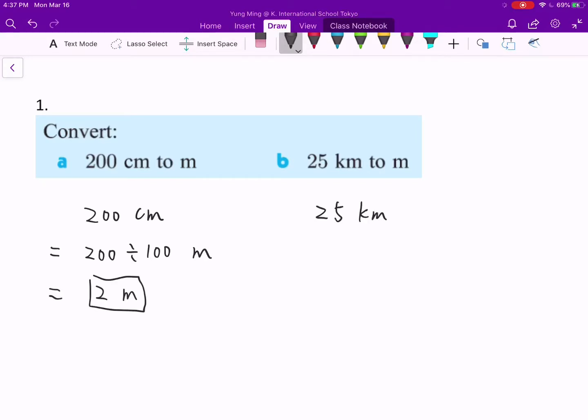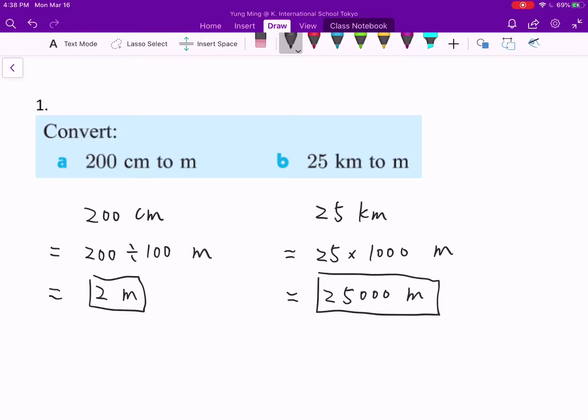On the other hand, if you want to convert 25 kilometers to meters, you will know that you will multiply, right? Because 1 kilometer equals 1,000 meters. So I will multiply by 1,000 in order to convert the unit to meters. This is going to give me 25,000 meters. Okay, because these two examples are very intuitive and easy, you know when you need to divide, you know when you need to multiply.